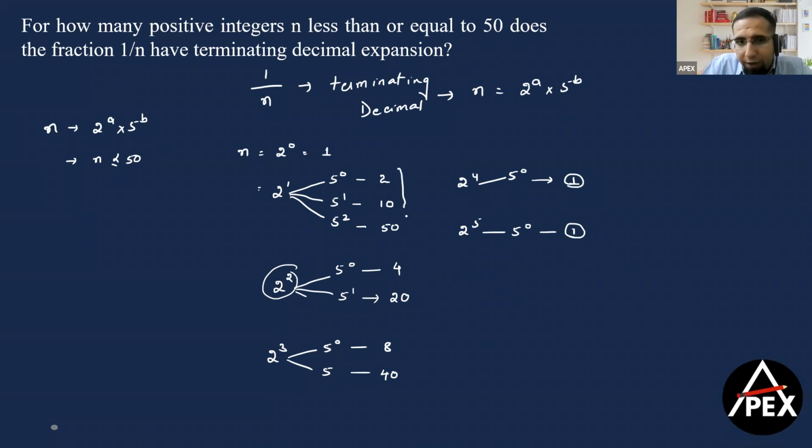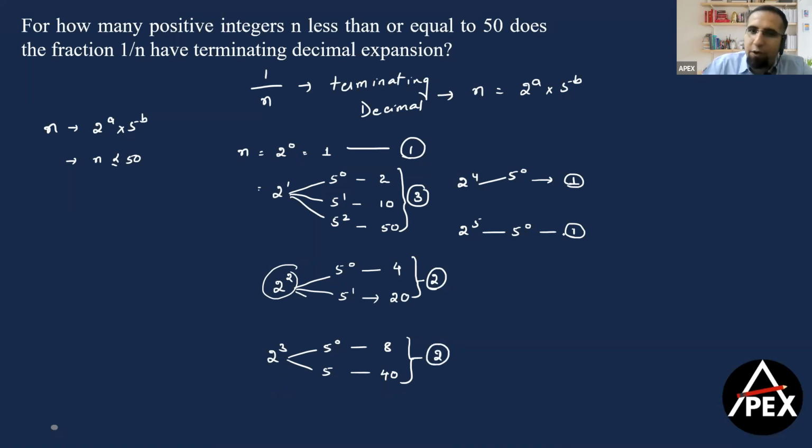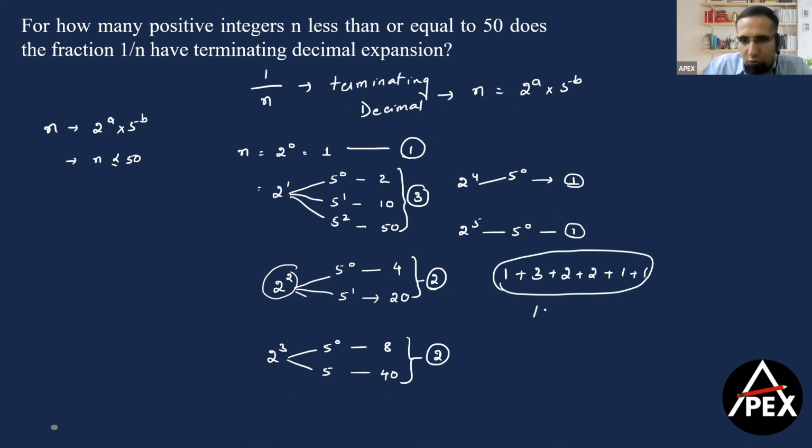So if my denominator value of n is any one among these, then 1 by n will always be a terminating decimal. So I have three values here. I have one more value here. Clear? Similarly, I have two values here, I have two values here, and I have one and one here. That means we have 1 plus 3, that is 4. 4 plus 4, that is 8. 8 plus 2, that is 10. So we have a total of 10 values. Clear? We have a total of 10 values where the denominator is in the form of 2 to the power a into 5 to the power b. Clear?